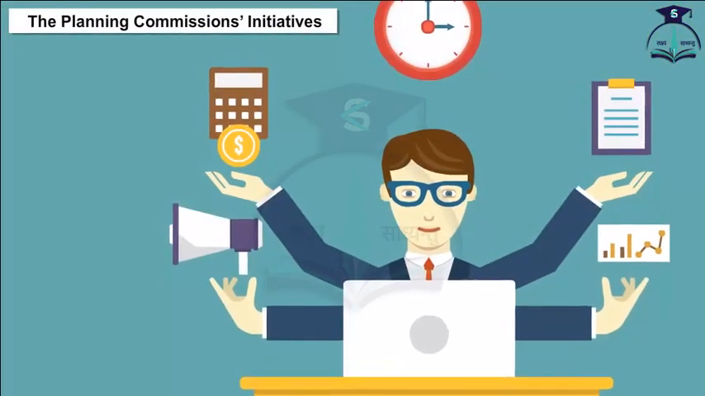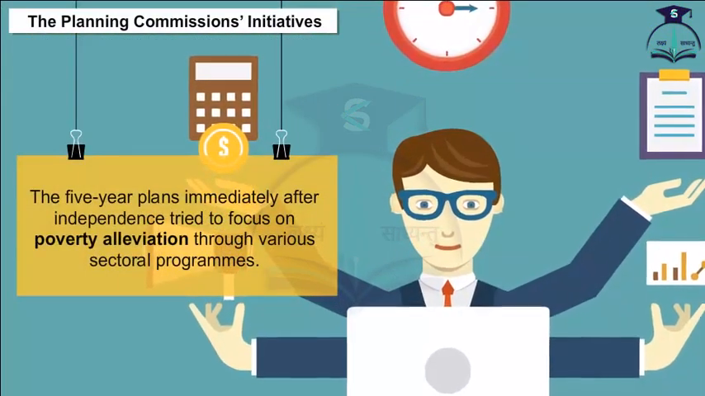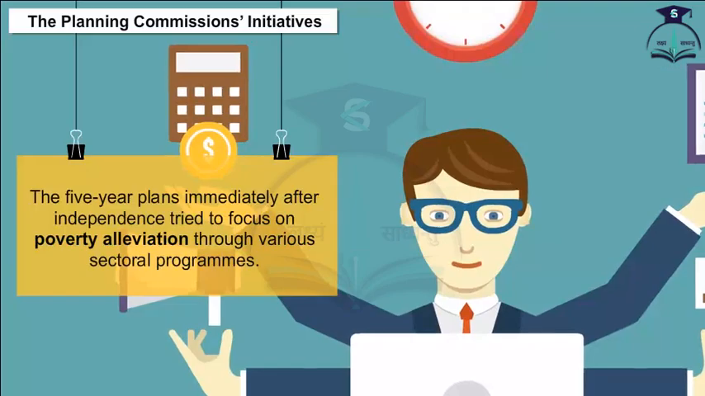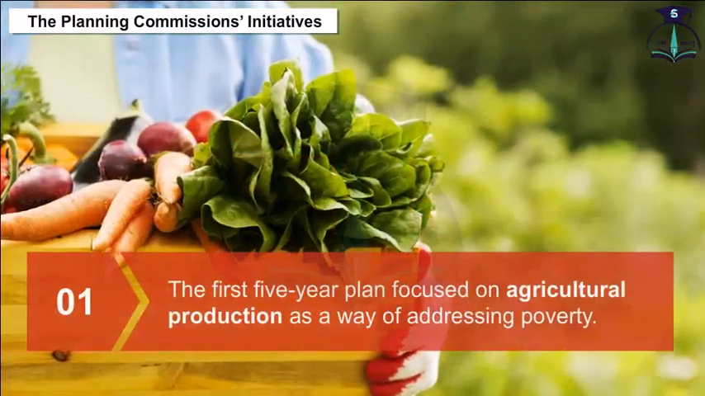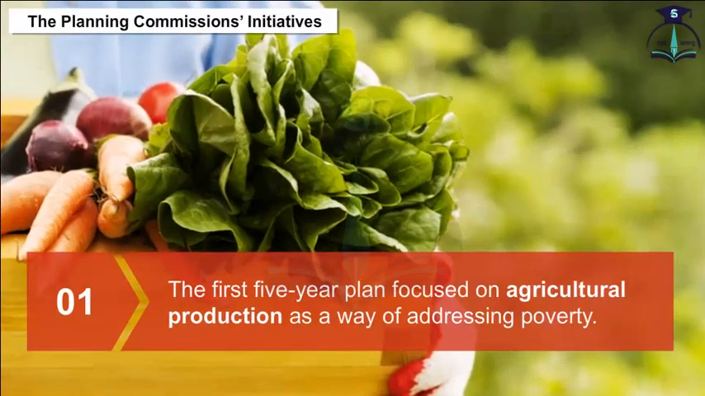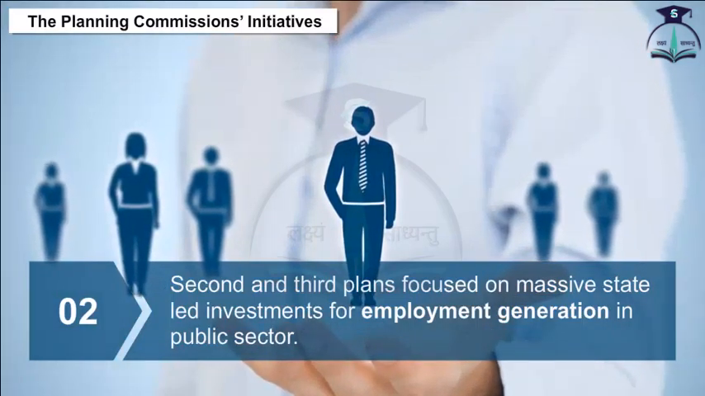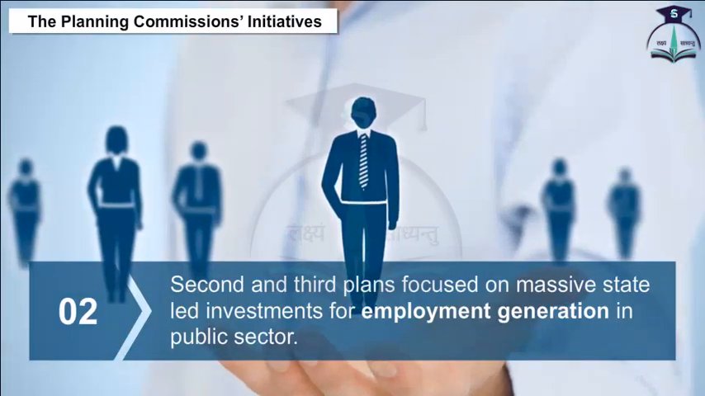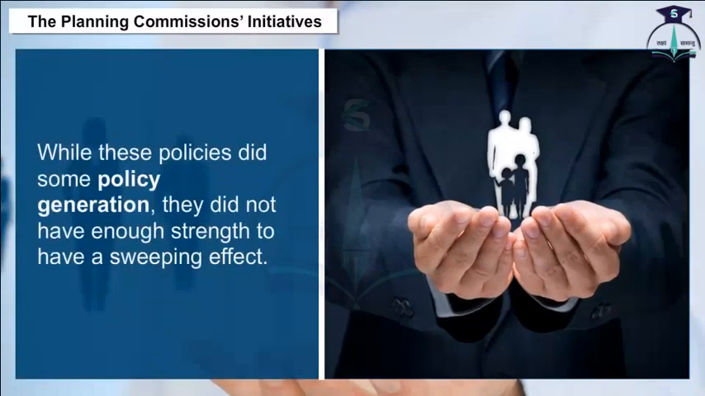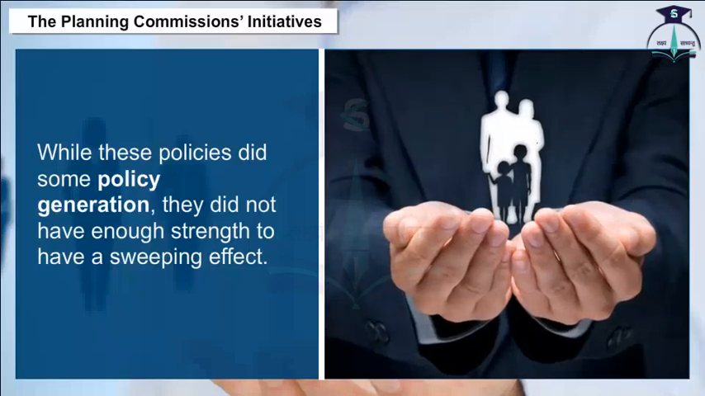The Planning Commission's initiatives. The 5-year plans immediately after independence tried to focus on poverty alleviation through various sectoral programs. The first 5-year plan focused on agriculture production as a way of addressing poverty, while second and third plans focused on massive state-led investments for employment generation in the public sector. While these policies did some job generation, they did not have enough strength to have a sweeping effect.